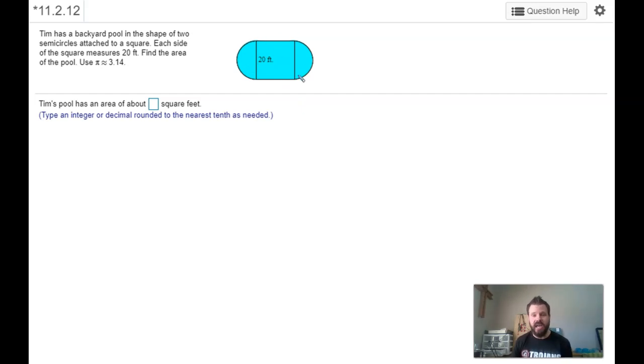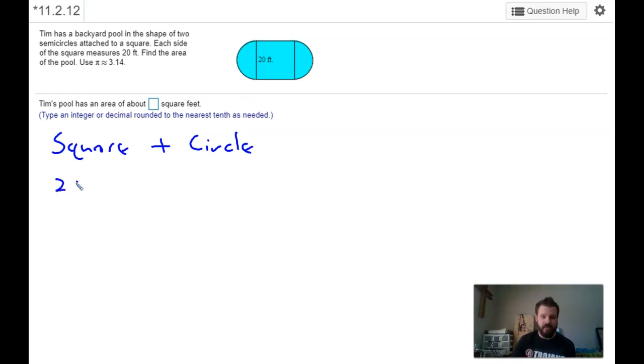Okay, half a circle plus half a circle makes a whole circle. So basically to do this question, we just have to add the square to the circle. Okay, area of a square, easy. Side lengths are 20, so we'll just say 20 times 20. In other words, 400.